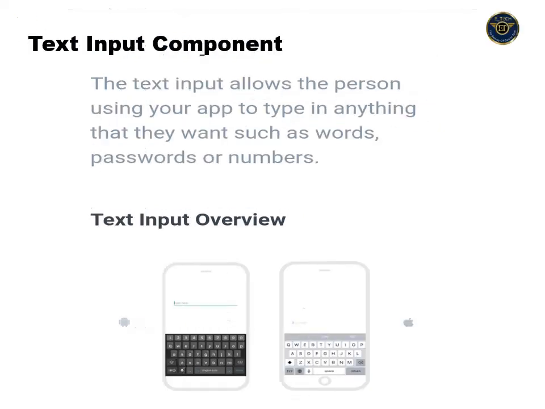The text input component. This allows the person using your app to type anything that they want, such as words, passwords, names, or numbers. The text input component is used when you want to get certain information from your users without having to text them, email them, or call them.